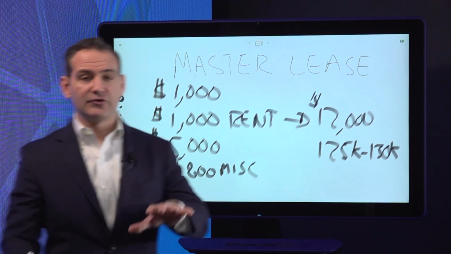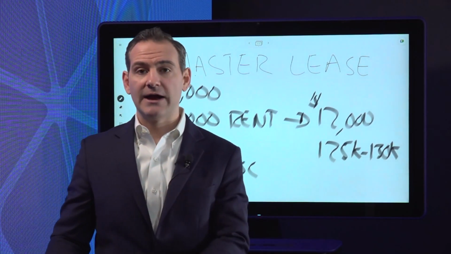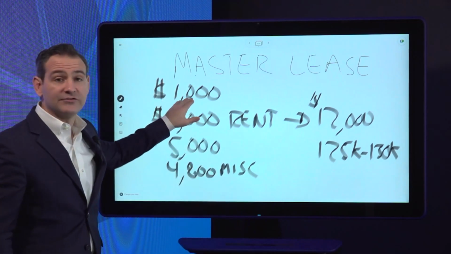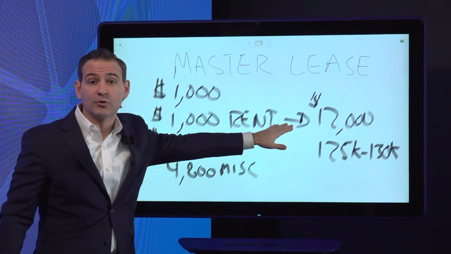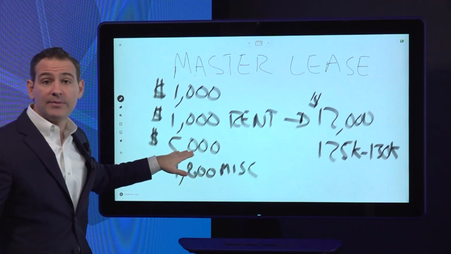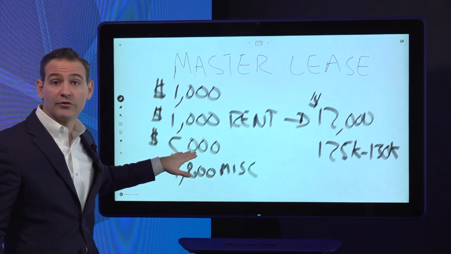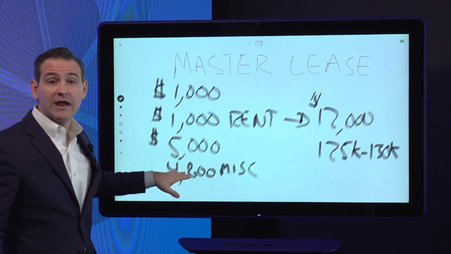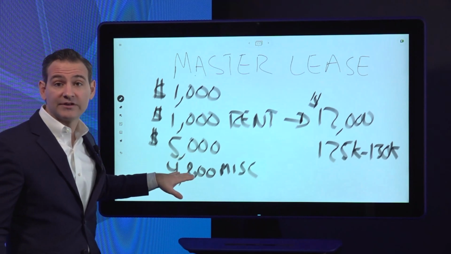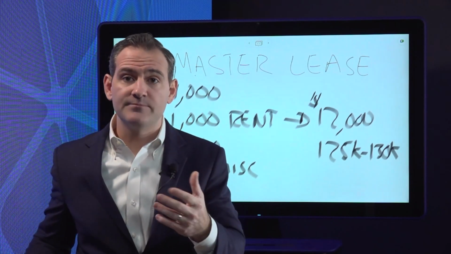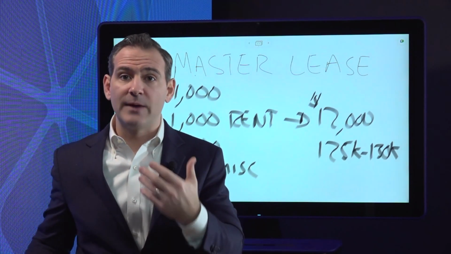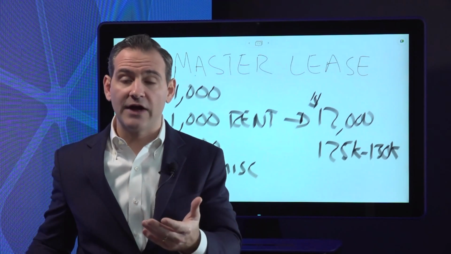So let's look at the total cost to the IRA. IRA, $1,000 security deposit. IRA, $12,000 in year one rent. IRA pays $5,000 for all the furnishings. IRA pays about $4,800 in miscellaneous expenses. Remember, under the master lease agreement, the IRA holder is responsible for any expense under $100.